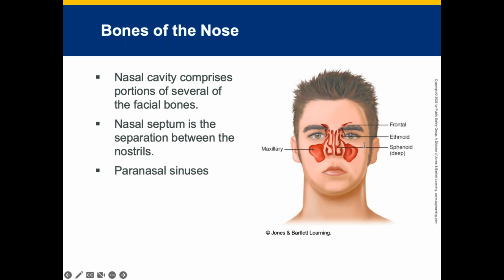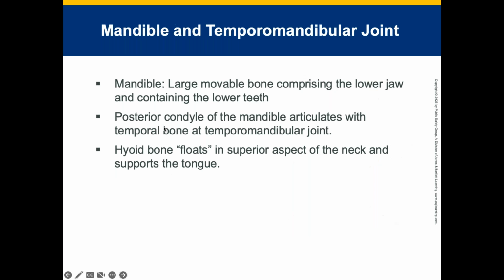The bones of the nose, where the nasal cavity comprises portions of several of the facial bones. The nasal septum is the separation between the nostrils and is located in the midline, as you can see here. This contains cavities known as the paranasal sinuses. And if you have a patient with inflammation of the paranasal sinuses, it's called sinusitis.